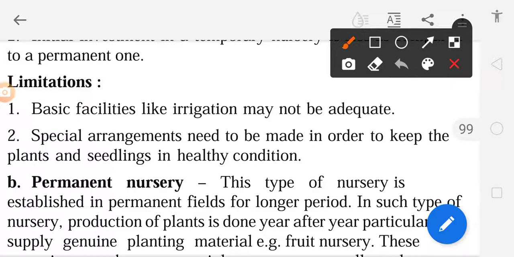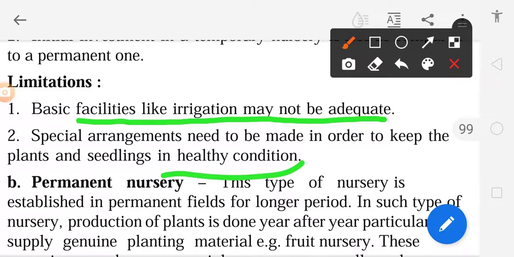Even though these things are there, there are some limitations of the temporary nursery: the basic facilities like irrigation may not be adequate. Suppose this nursery is made in an urban area, in city areas, we may not get sufficient irrigation. That is the limitation. The special arrangements that need to be done may also not be in healthy condition, means in the temporary nursery healthy conditions may not be available. So there are some limitations.